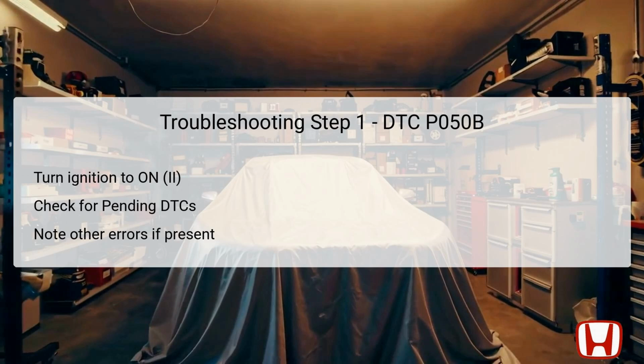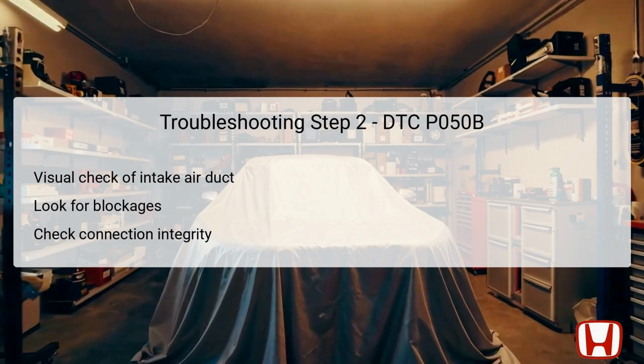If any other DTCs are identified, the troubleshooting process will need to shift towards those specific codes instead. Should no additional errors appear, proceed to the next step. By methodically checking for additional DTCs, we ensure that all potential issues are resolved, leading to a comprehensive repair.